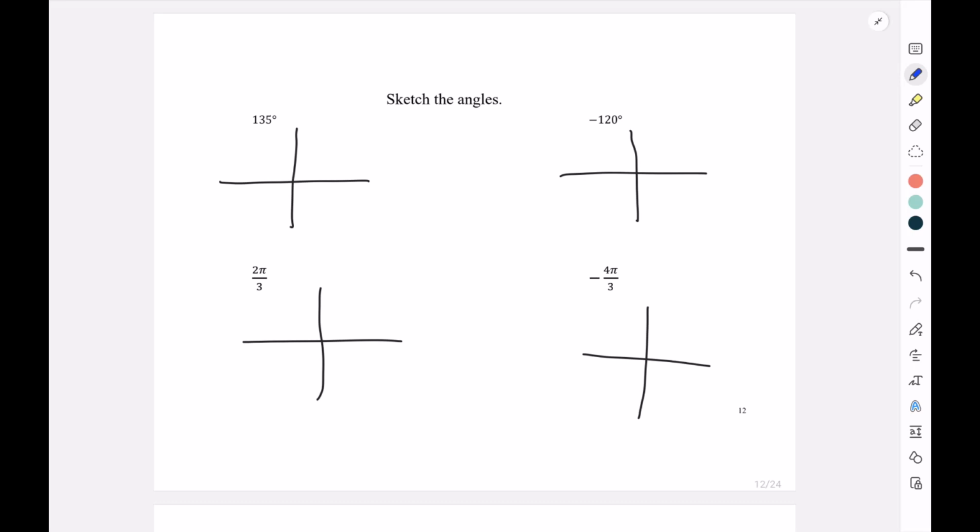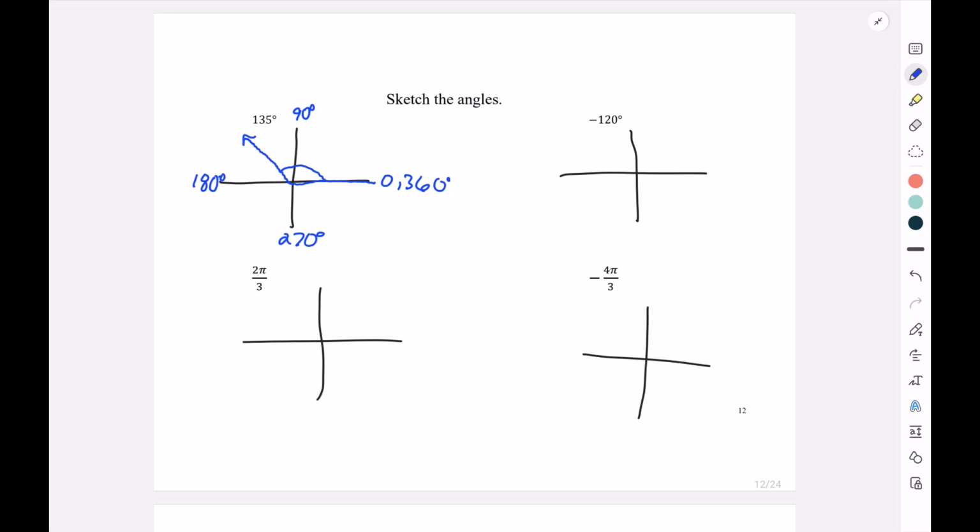So we can see that we're given 135 degrees, and we know that we're going to be 0 and 360 degrees. We're going to be 90, 180 degrees, and 270 degrees. So our 135 will lie somewhere over here. So our angle will be right there.